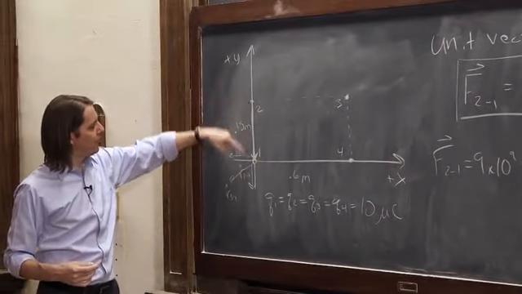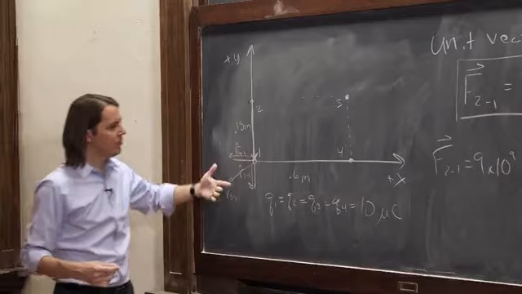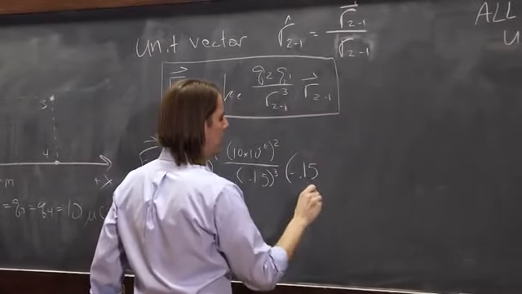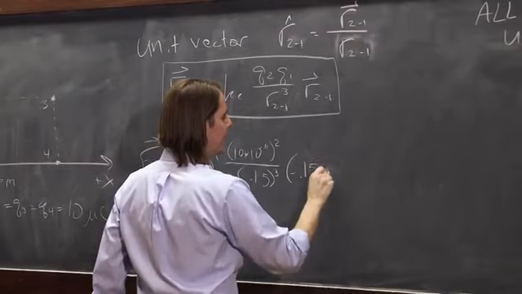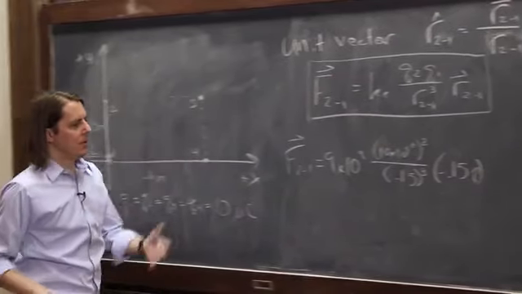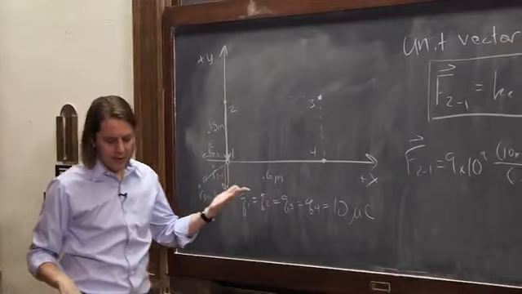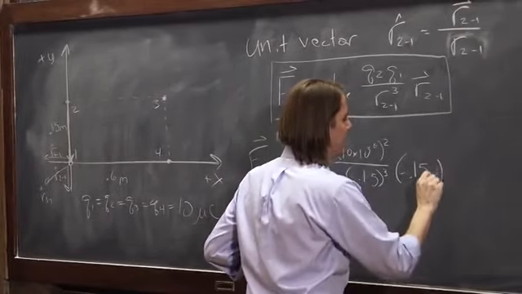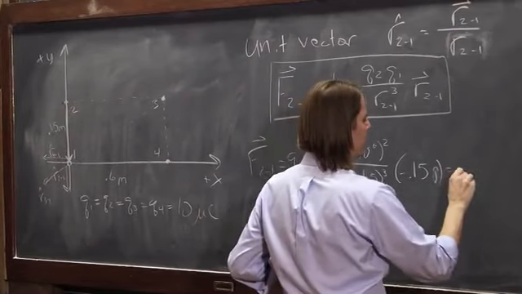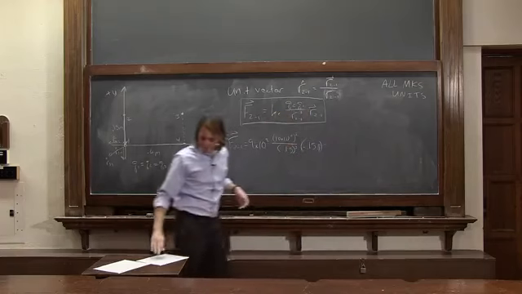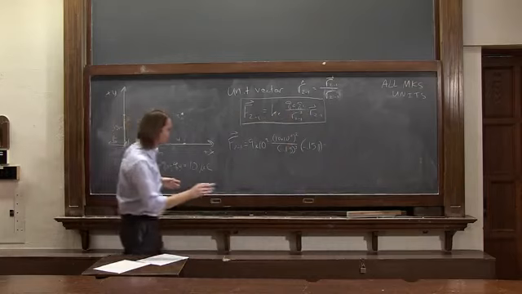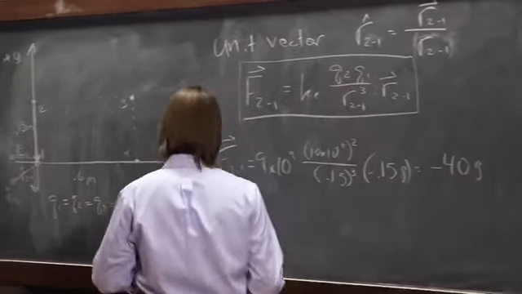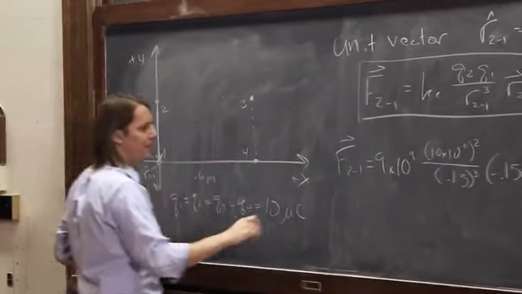Well, it's 0.15 and it's pointing down, so it's negative 0.15 in the j hat direction. If you multiply that out, you get minus 40 j hat. Sorry. And then we could also do F41.